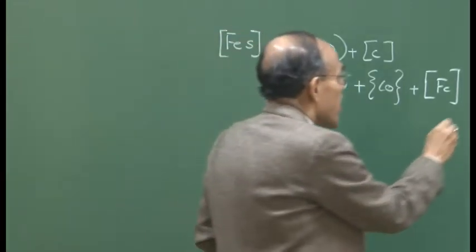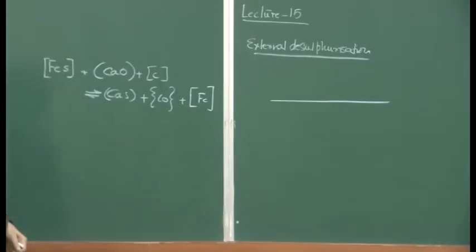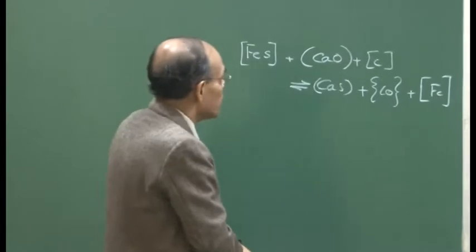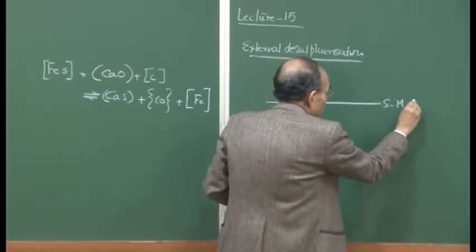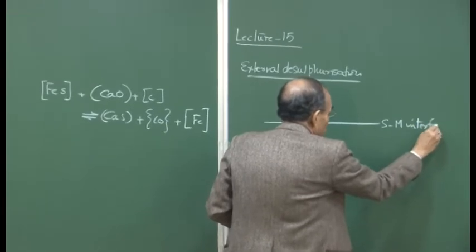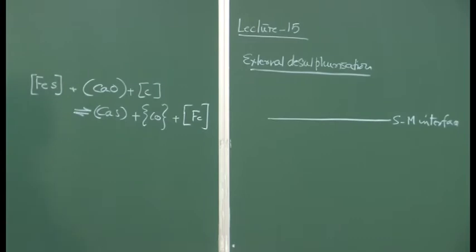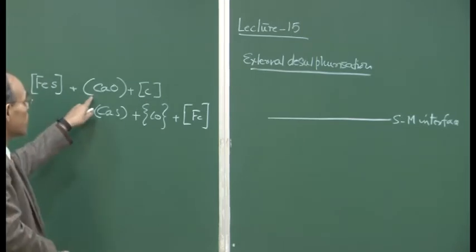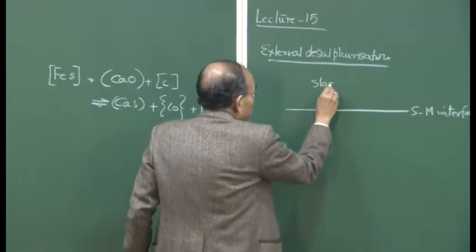So, this is a slag metal reaction, and let us quickly go through our metallurgical kinetics fundamentals. This is our slag metal interface, and it is at this particular site that the desulphurization reaction will take place. And as we see here, we have species like calcium oxide which is there in the slag phase. So, this is slag, and then we have metal.